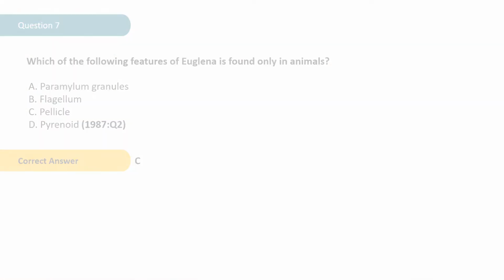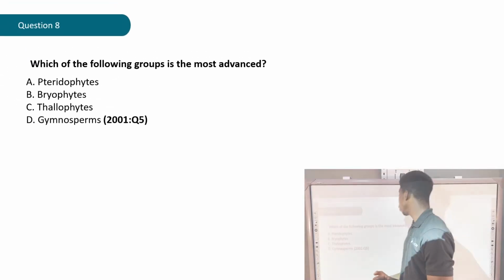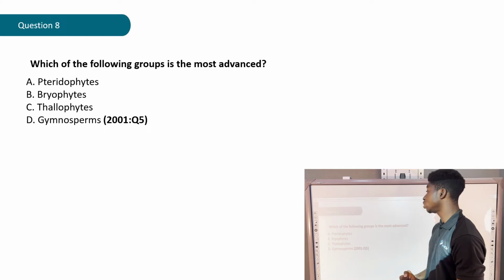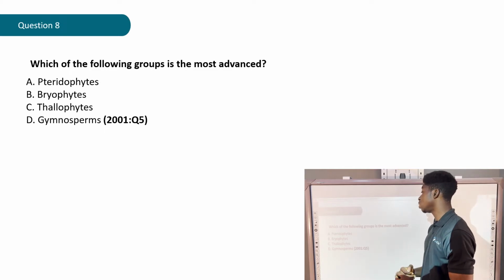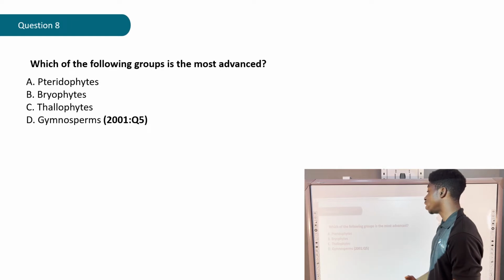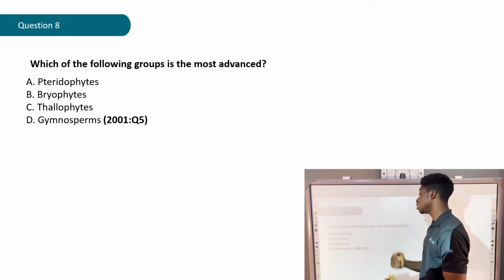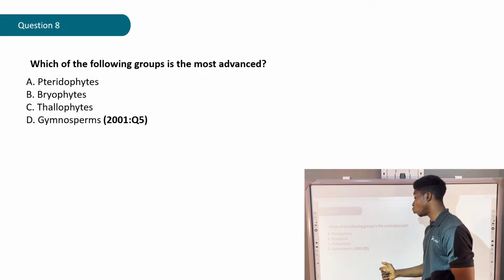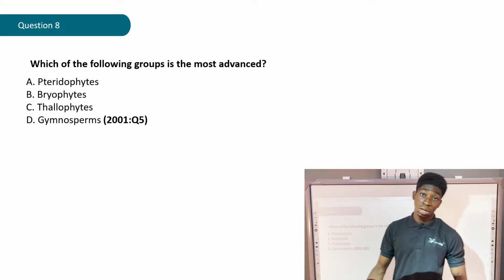Question 8. Which of the following groups is the most advanced? A. Pteridophytes, B. Bryophytes, C. Talophytes, D. Gymnosperms. The question is gotten from the year 2001, question 5. Let's give it a try.